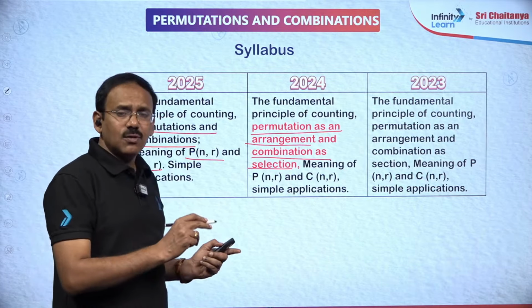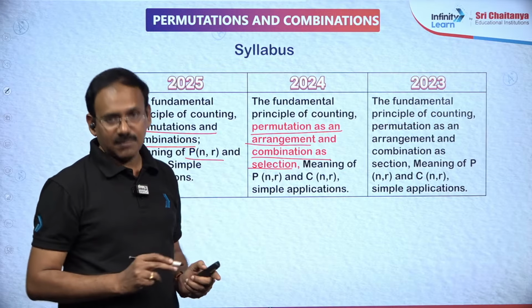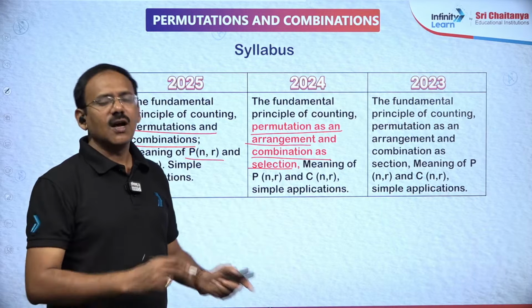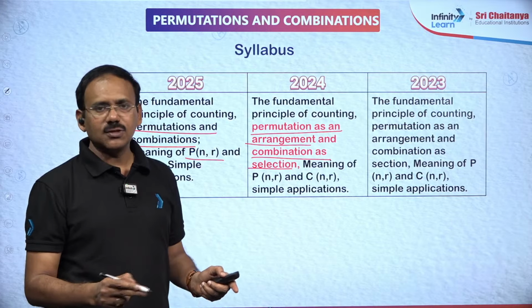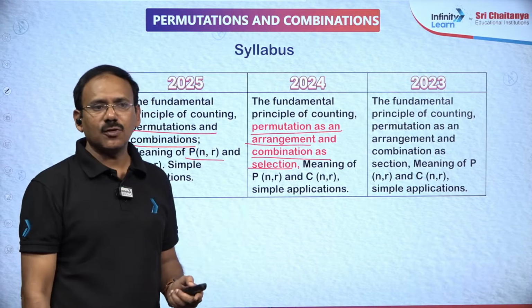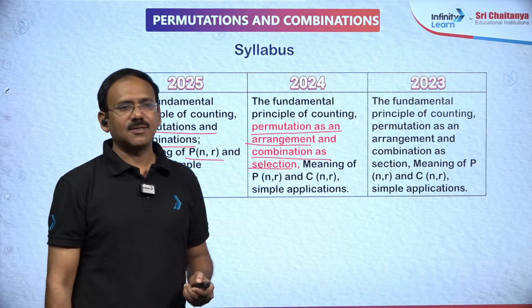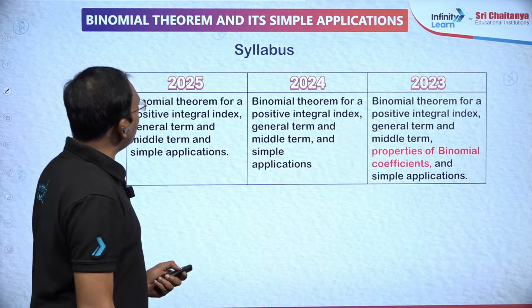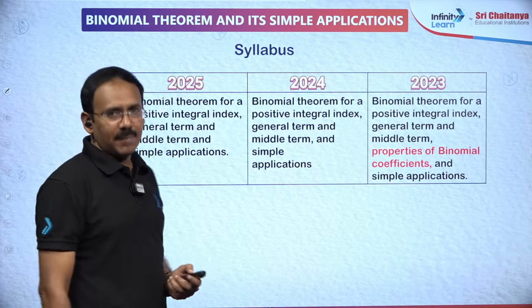So you can give the least priority to circular permutations, right? Whereas combination and its application means you will have almost the same syllabus as 2024 and 2025 from this particular chapter. Okay dear students, next you can see here binomial theorem and its simple applications.